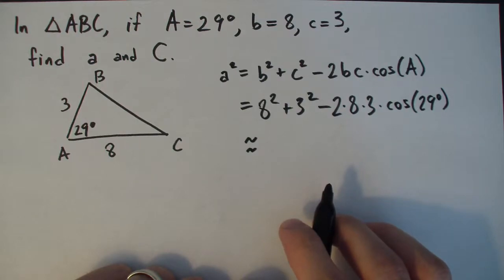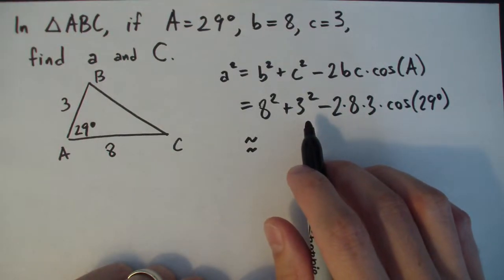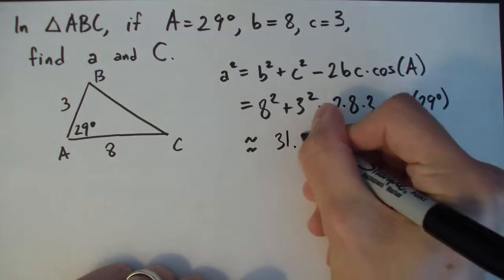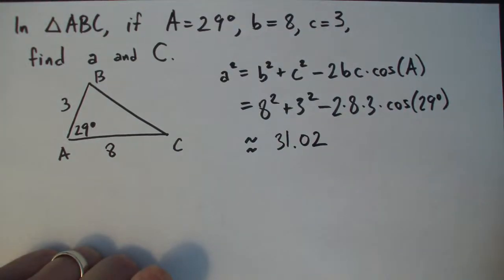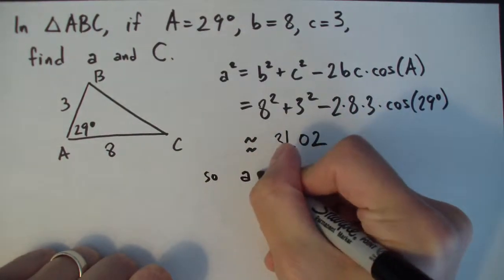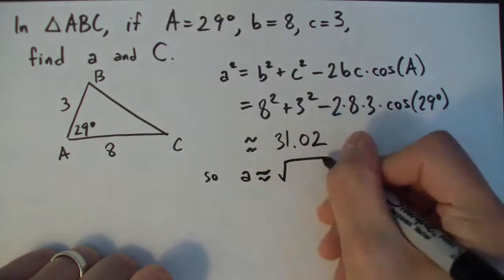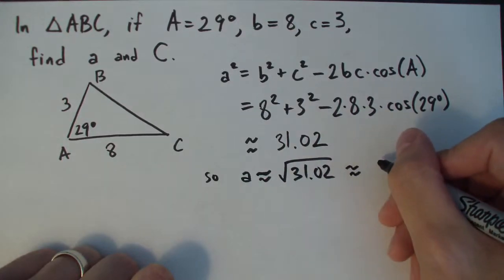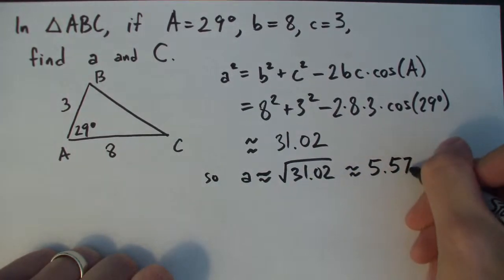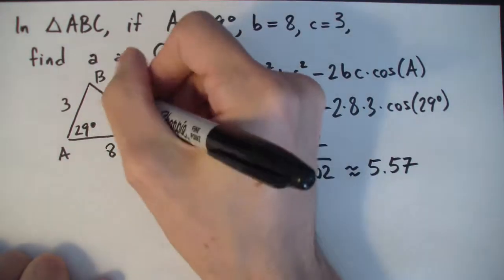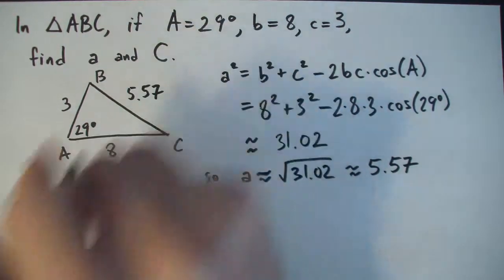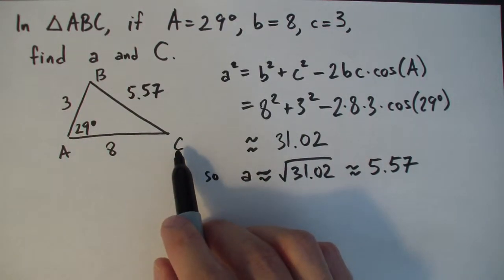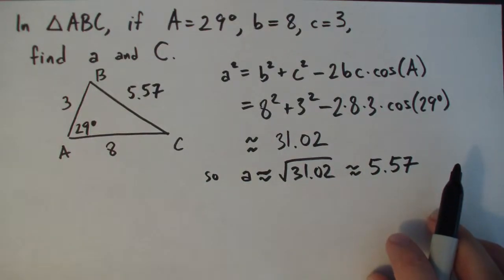And when we compute that, we get about 31.02. So taking the square root, we get that A is roughly the square root of 31.02, which comes out to be 5.57. So that's what side A is, 5.57. All right, now to find angle C, we'll use the law of cosines again.